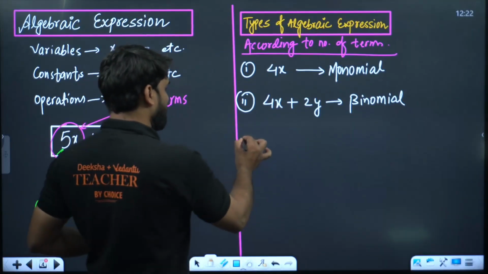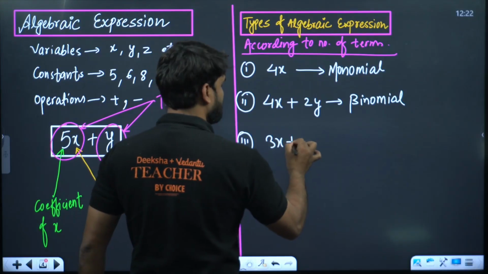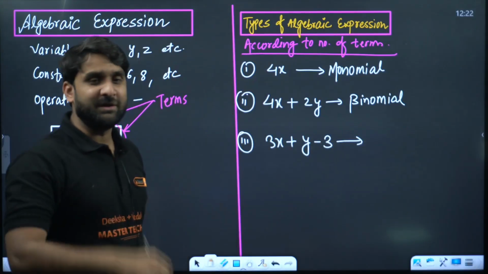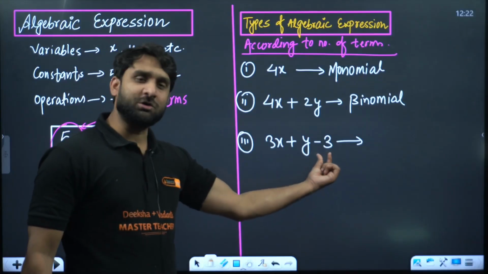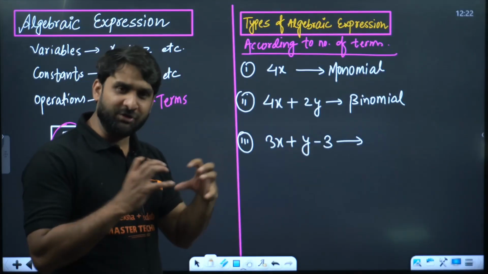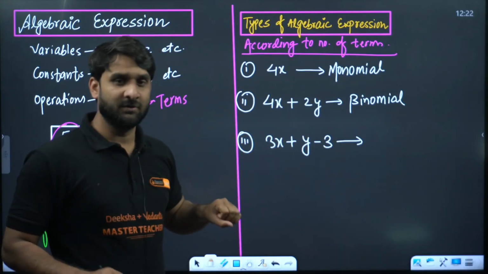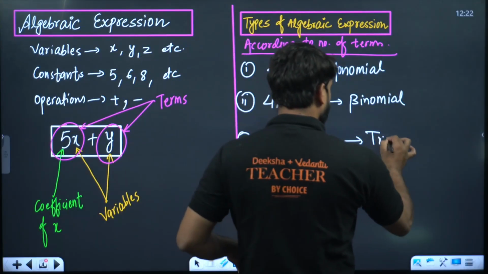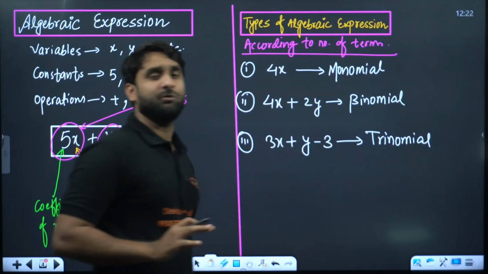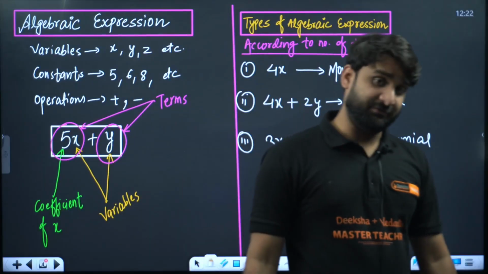Okay. Now the third one is, for example, 3x plus y minus 3. Now can you see here? How many terms are there? See, whether it is a pure constant doesn't matter. You just look at the operations and how many family members have been separated by the operation. So 1, 2, 3. So such expressions are called trinomials. I hope this is clear to you. Monomial, binomial, and trinomial according to number of terms.